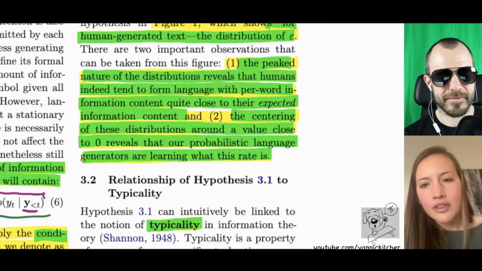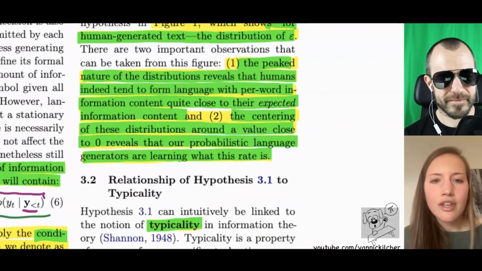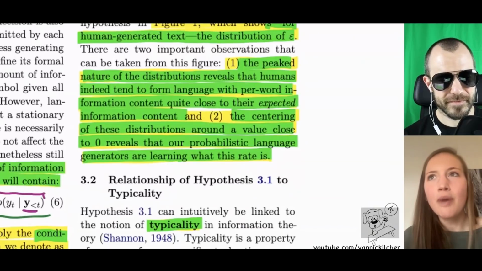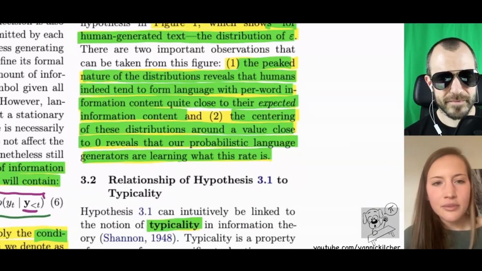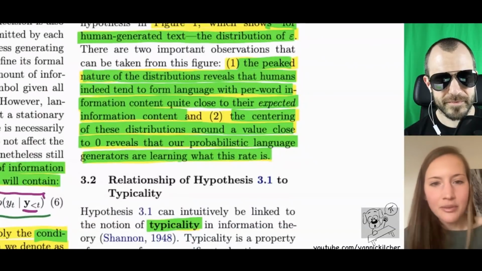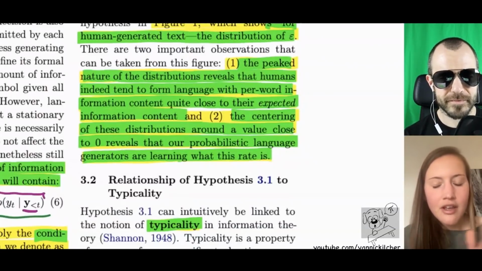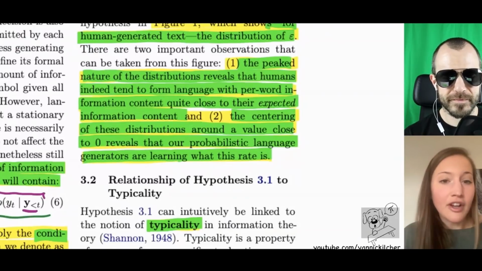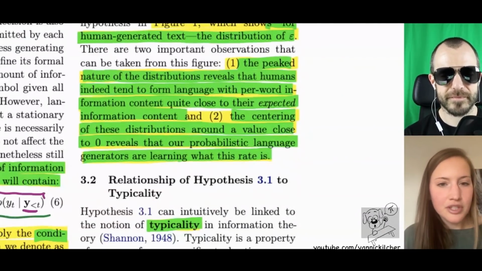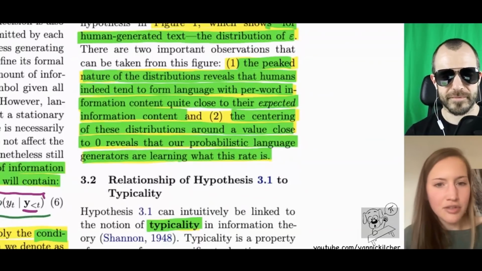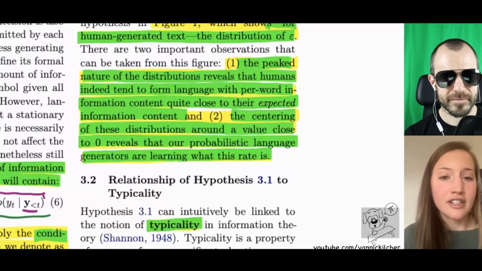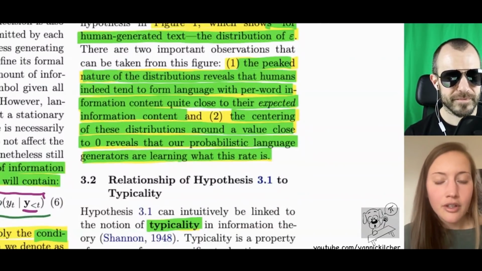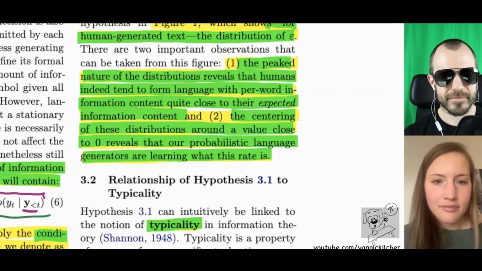But no, it does seem to be close to this expected information rate. And part 2 is really trying to show that if our model understands that humans are speaking at around an average information rate, then this distribution would be centered around that. On average, it would be predicting that information rate, that information content, that probability for a given word. And it does seem to be doing this.